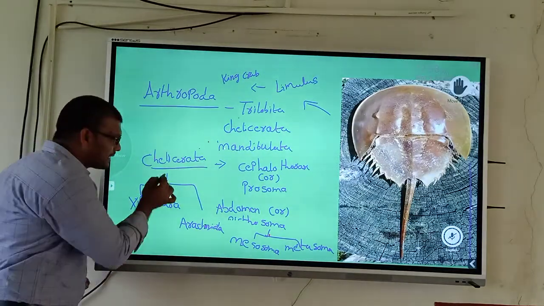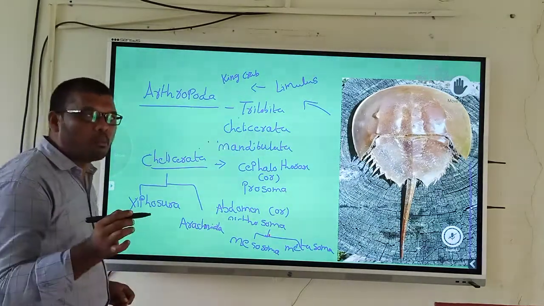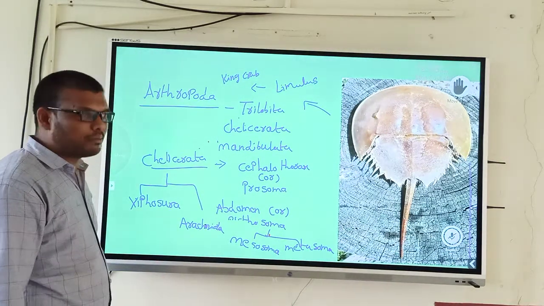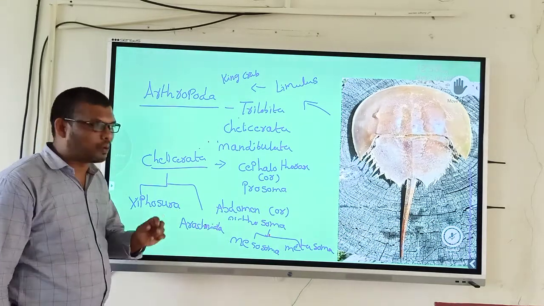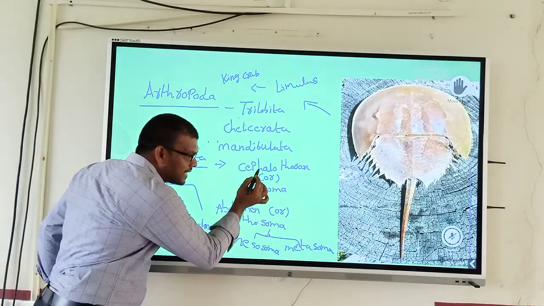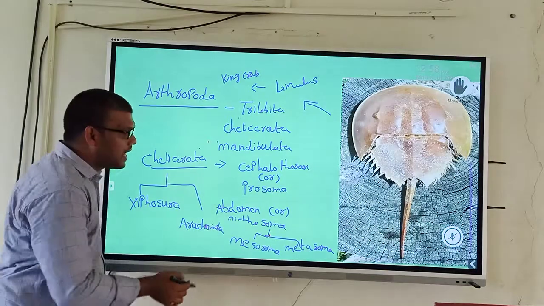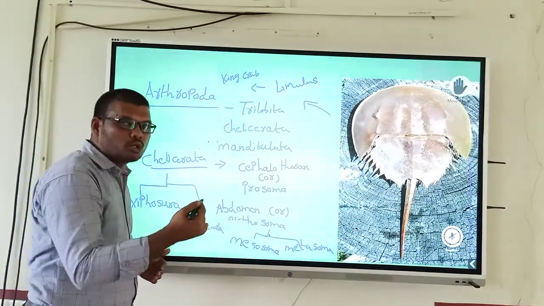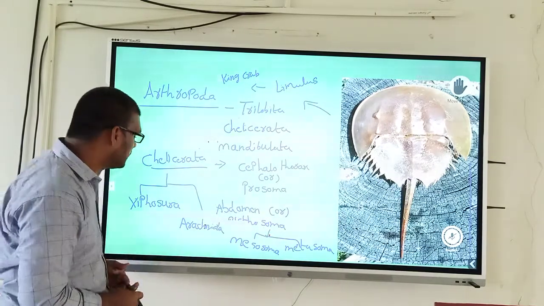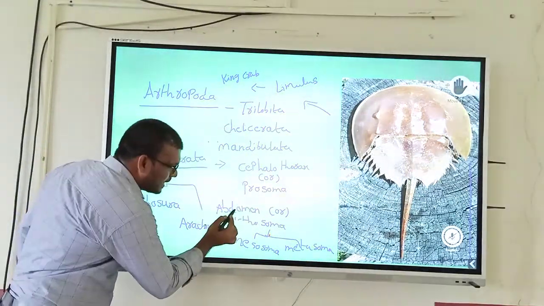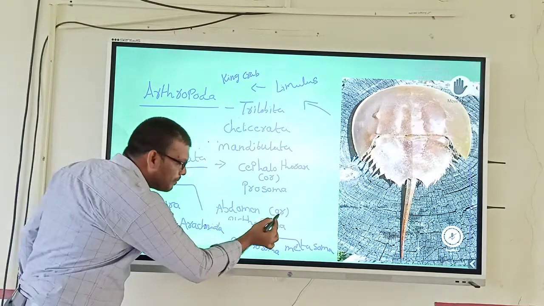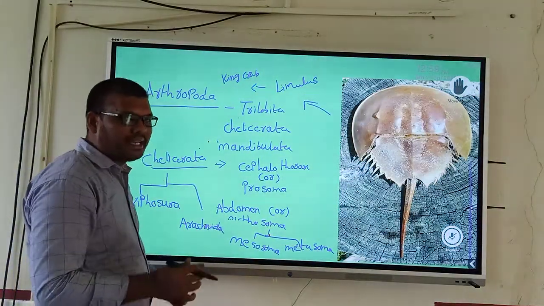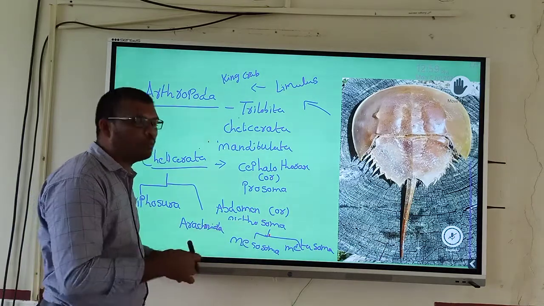I already said, Helicerata indicates a modified mouth. Now, the Helicerata body can be divided into two parts. The first part is called the cephalothorax, or also called the prosoma. Pro means front, soma means body. The second part is the abdomen, also called the opisthosoma. Opistho indicates later, soma means body.